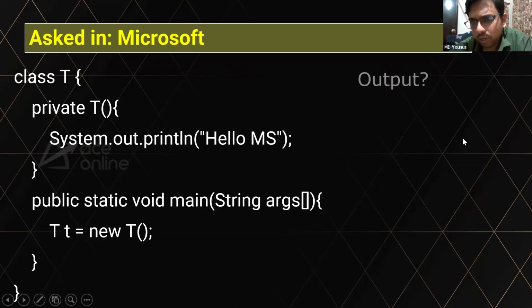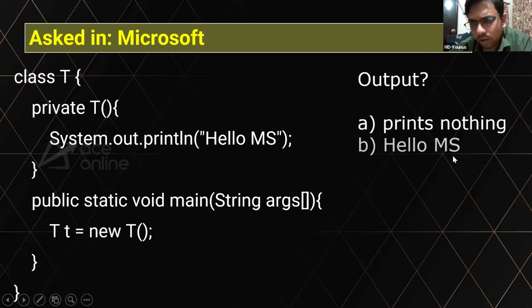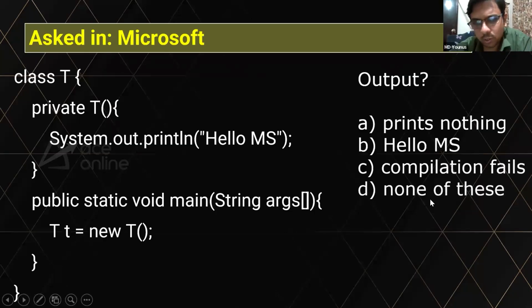Options are: will it print nothing, will it print hello MS, hello Microsoft, or compilation fail, or none of this? What do you think? Okay, I get mixed answers. Some of you think it prints nothing. Actually, the only trick here is that a constructor can be private. Can I make the constructor private? Yes or no? Actually, yes. I can make it private, public, or anything.